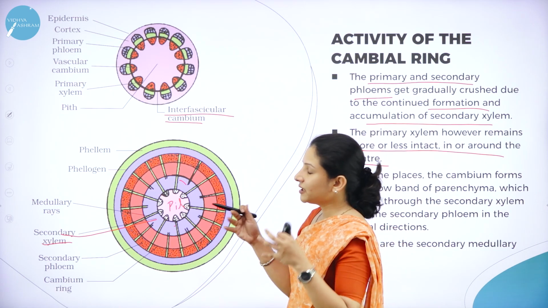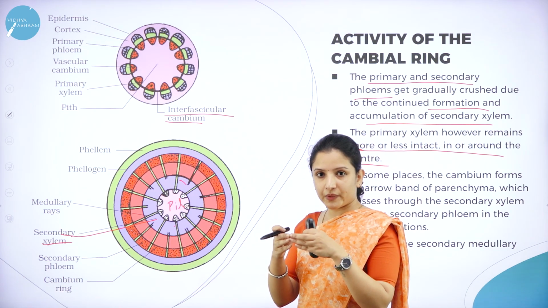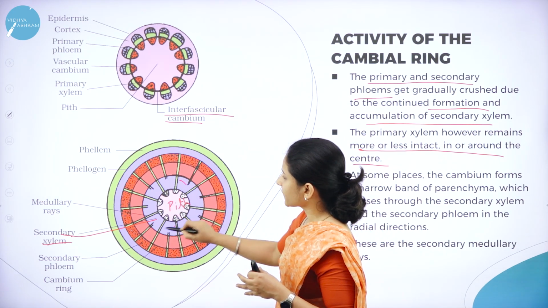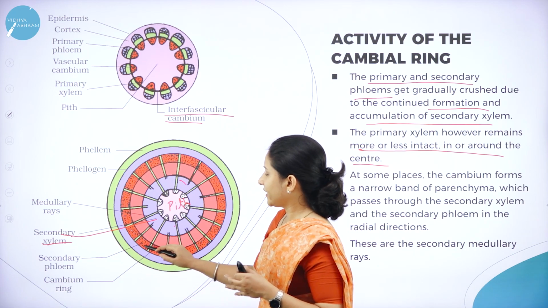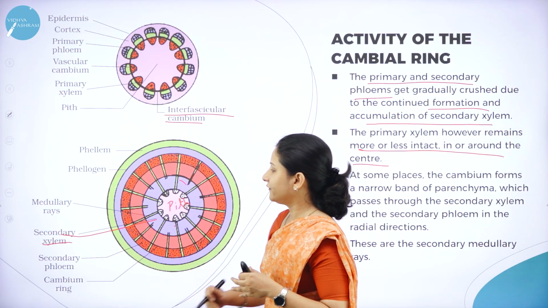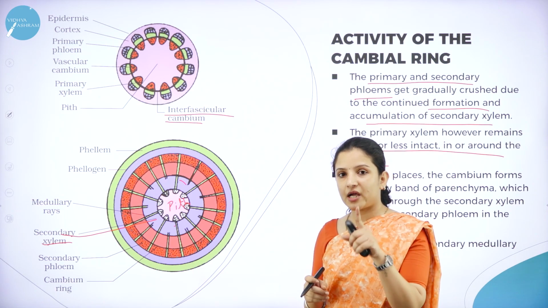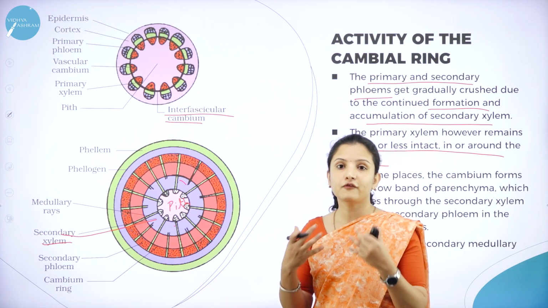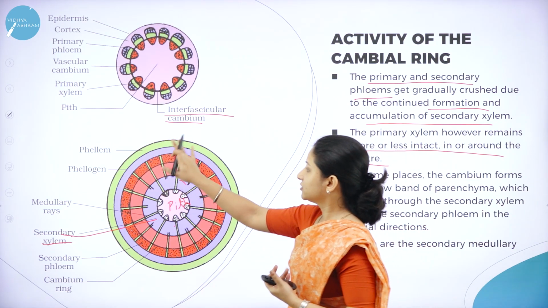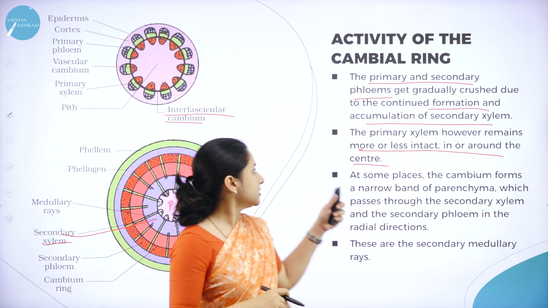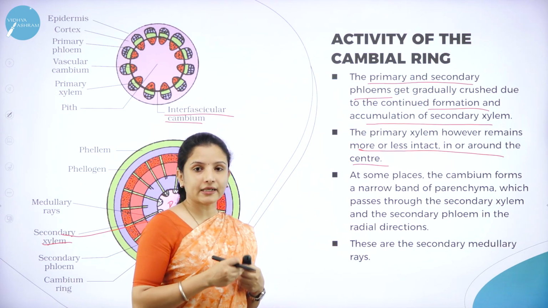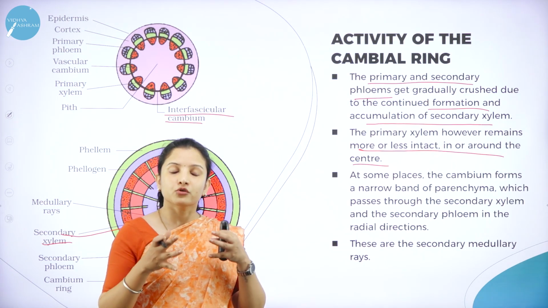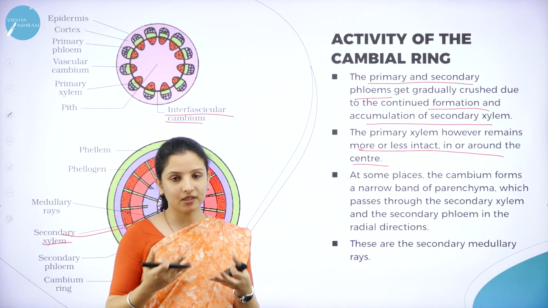So, the primary xylem starts to get concentrated towards the pith region, and surrounding the primary xylem will be the secondary xylem, and likewise surrounding it the secondary phloem will also be present, but the primary phloem would have been completely crushed because of the active formation of the secondary xylem. So, this is what actually forms in the case of the cambial ring. This is the activity of the cambial ring. What is the function of the cambial ring? To produce the secondary xylem and the secondary phloem.